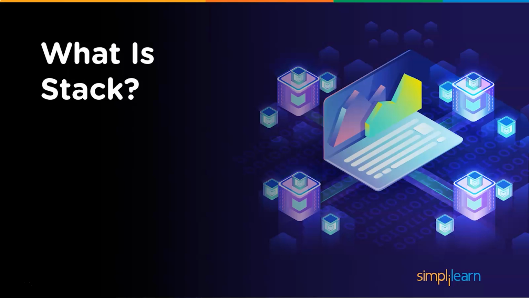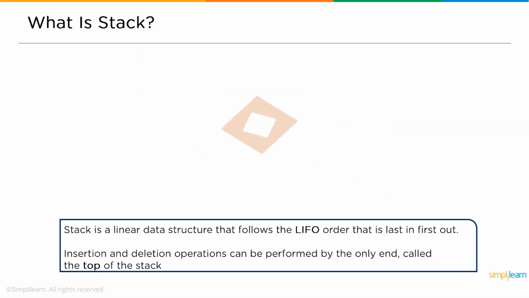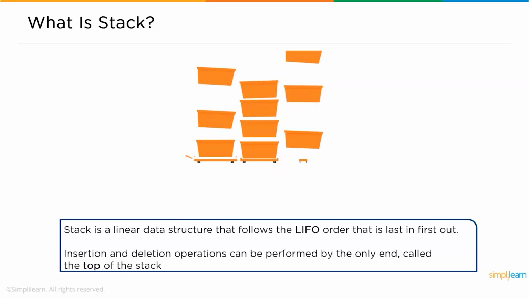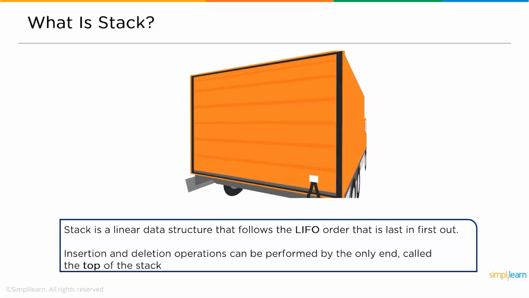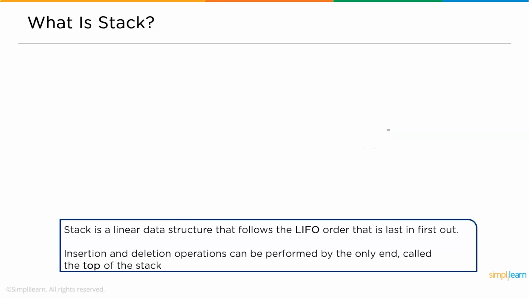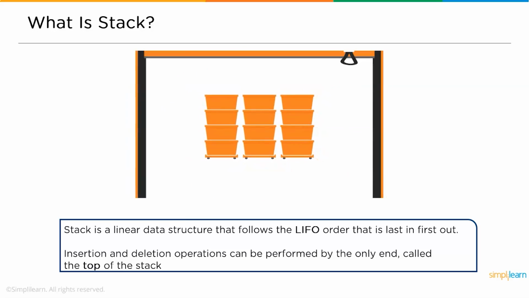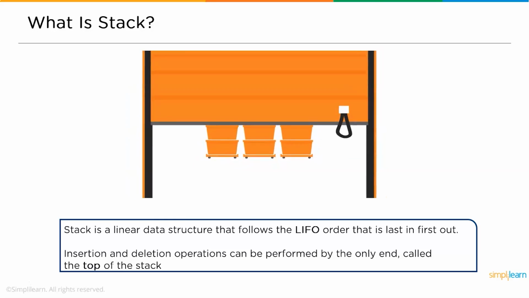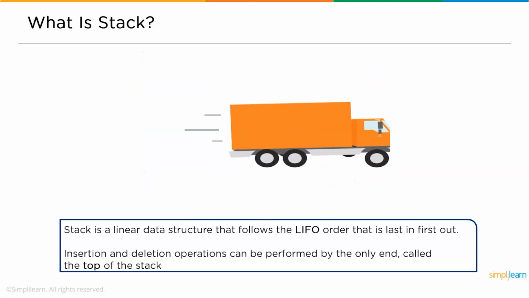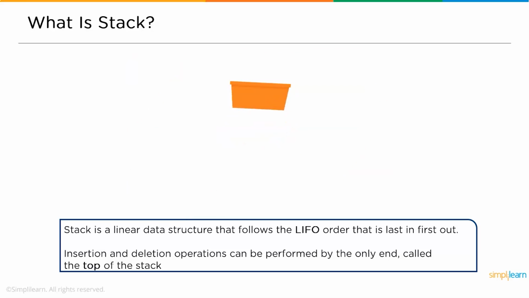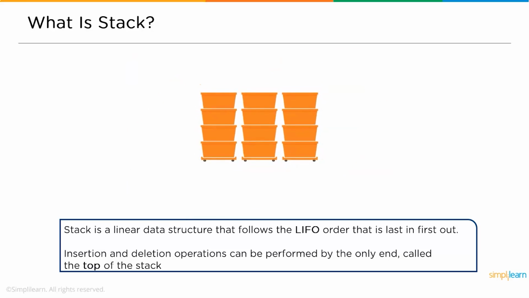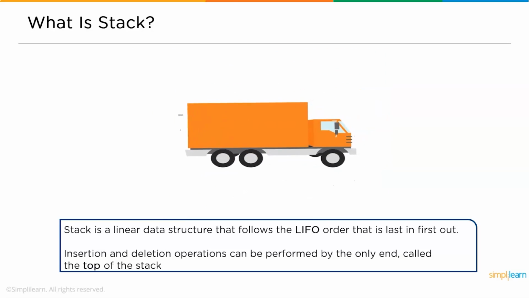Now let's get started with our first topic, that is, what is a stack? To define stack in a more generalized way, we can consider stack as a linear data structure that follows LIFO order or last in, first out order. Or another way of putting it is first come, last out order. Some of the basic operations that can be performed on stack are insertion and deletion, and that can be done only at the end, which is called the top of the stack.